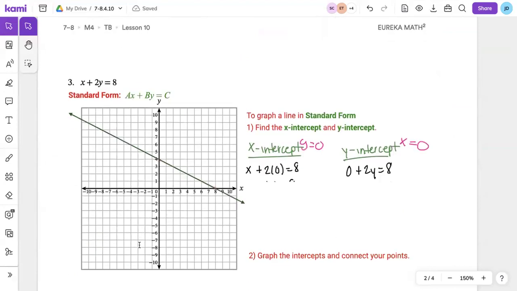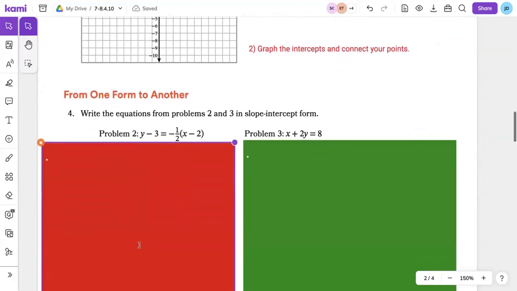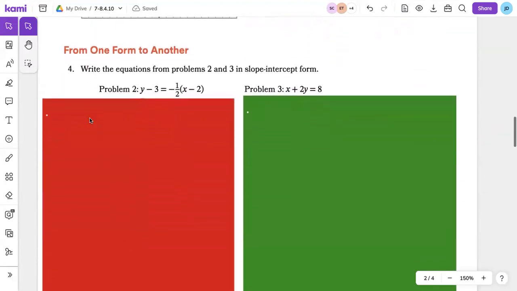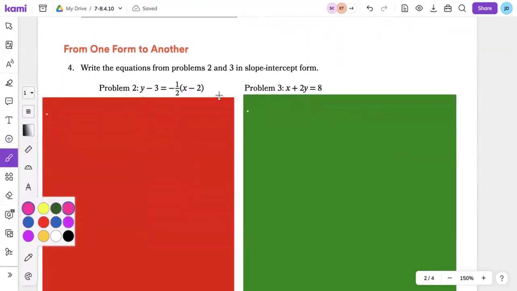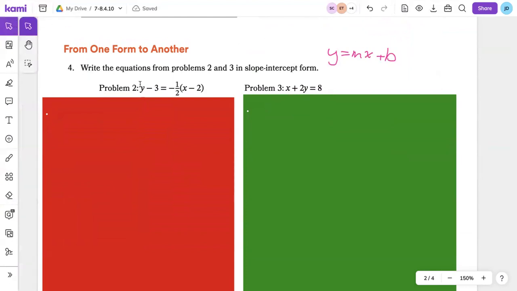We're going to go on to number 4. So for number 4, we are rewriting each of these into slope-intercept form in case you need that reminder. Slope-intercept form is obviously y equals mx plus b. And so what we really are just doing is solving for y, moving everything about so that we end up solving for y.